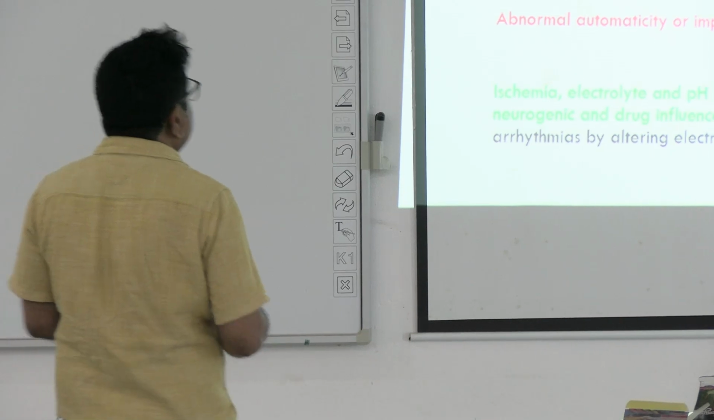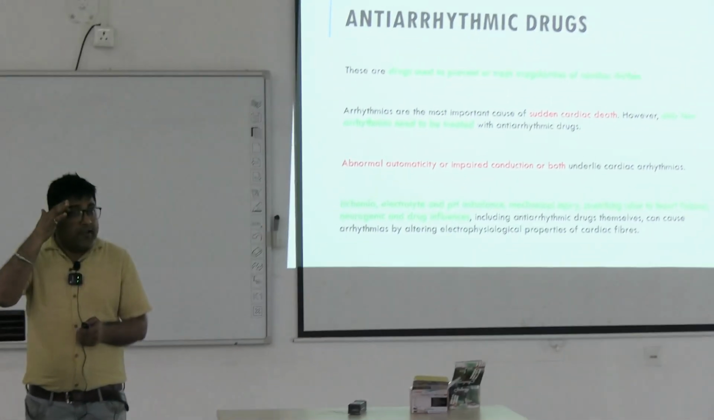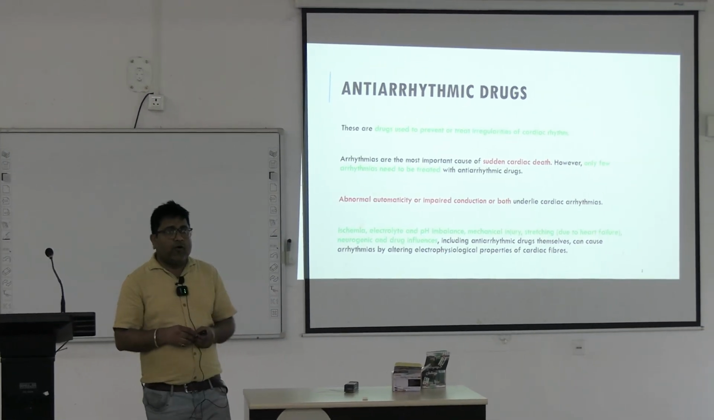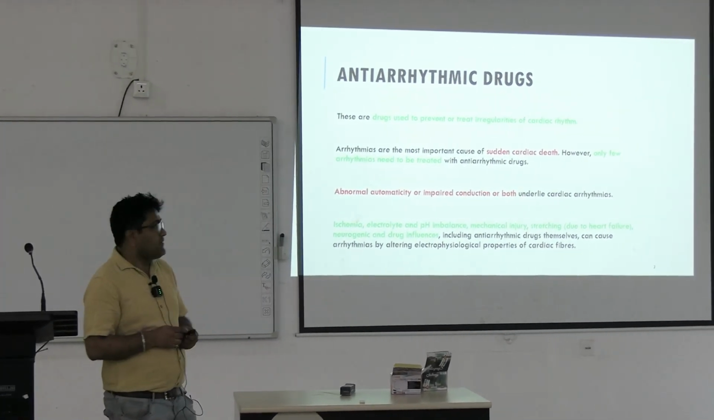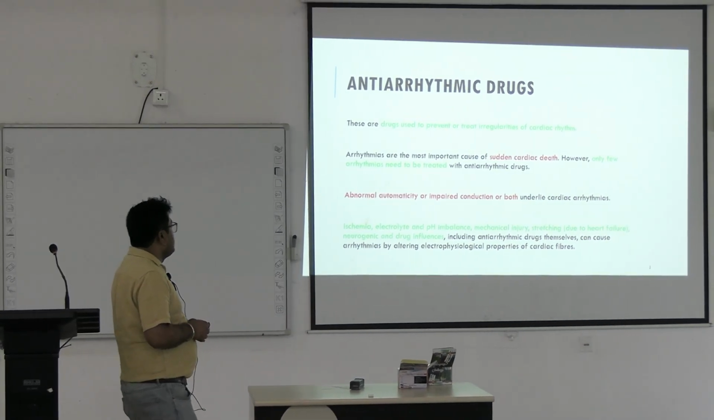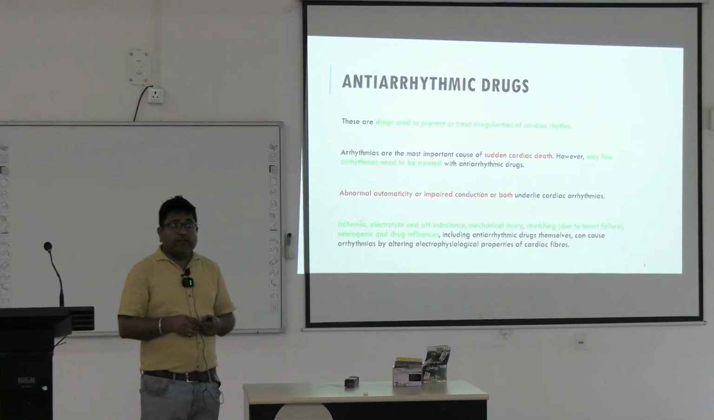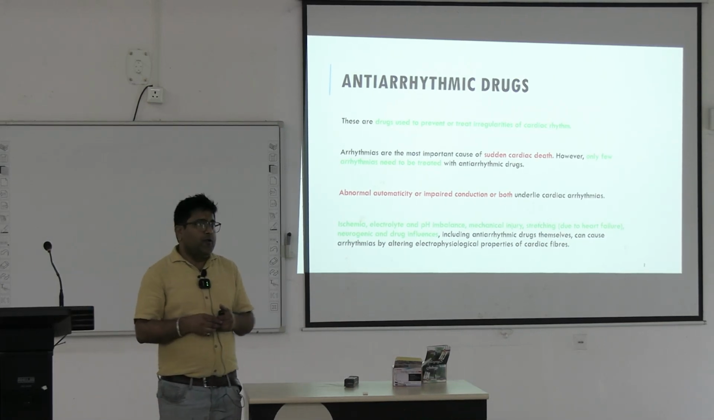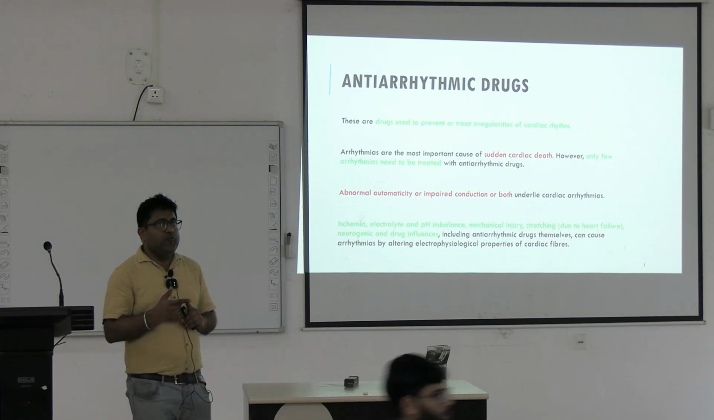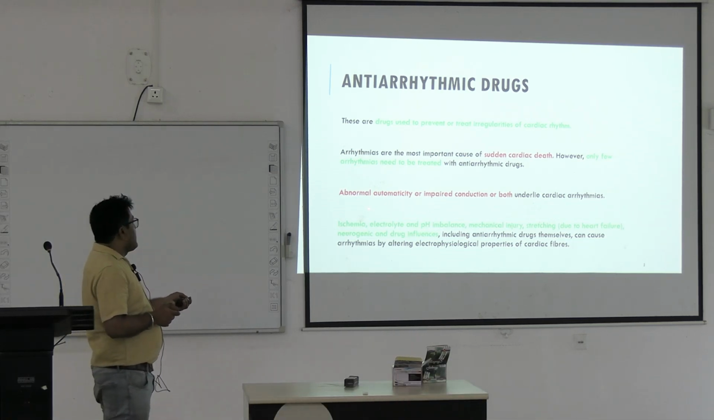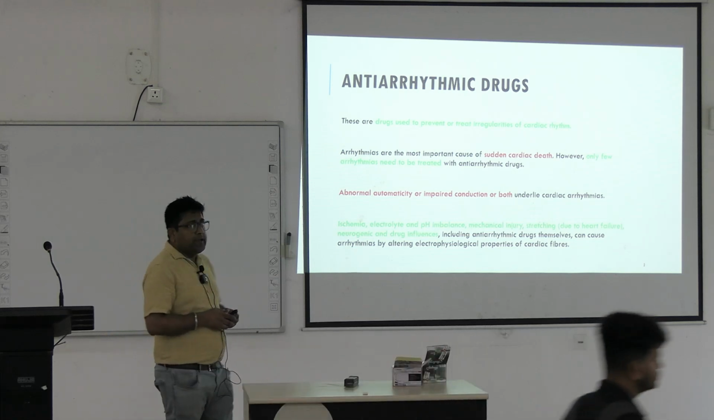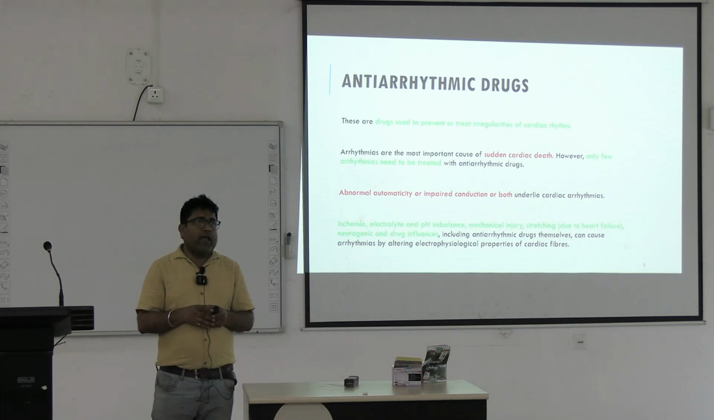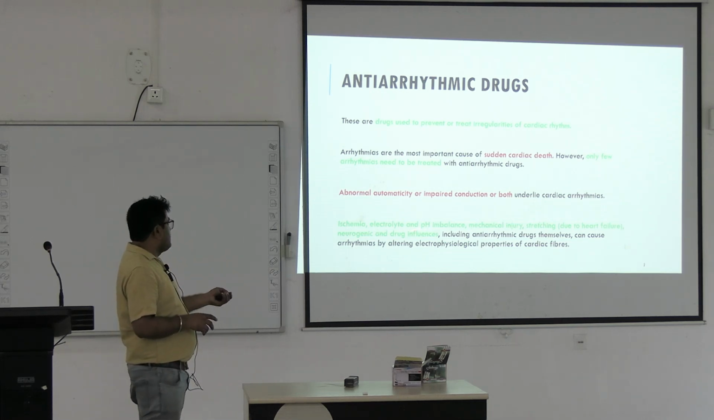So, coming to the antiarrhythmic drugs, what are they? These drugs basically are used to prevent and to treat cardiac arrhythmias, that is, irregularity of the cardiac rhythm. Now, arrhythmias are one of the important causes of sudden cardiac death. Not all arrhythmias require therapy, only a few of them do. Abnormal automaticity or impaired conduction or both are the causes of arrhythmia. We will be coming to them one by one.